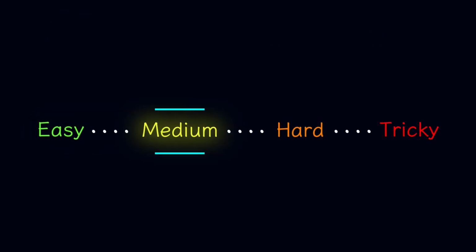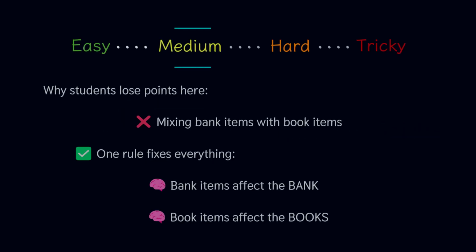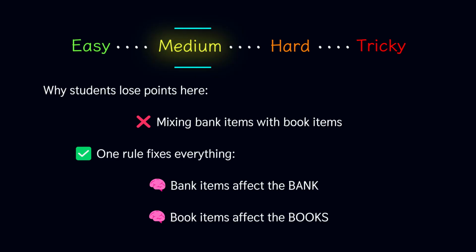All right, now we move into the medium level. This is where students usually start mixing things up, not because it's hard, but because they forget one rule. Bank items affect the bank. Book items affect the books. Once you separate those, these questions become calm and predictable.